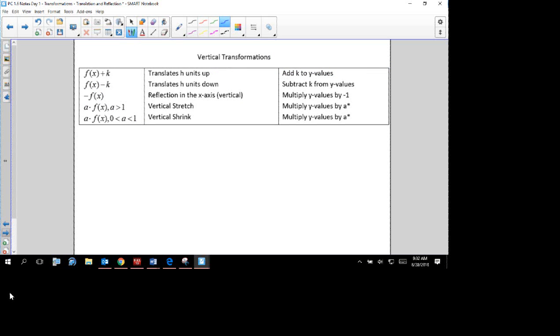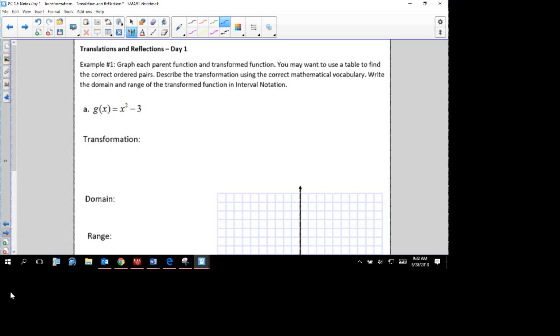So here I've got all the different examples and what their transformation is and what you would do for their transformation. But we're just going to practice that. The tables are there for you if you need them to go back and look at.